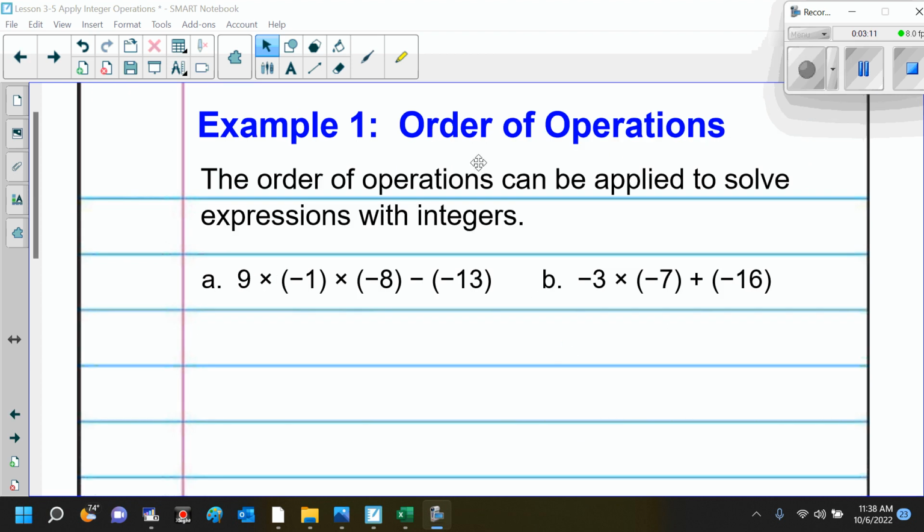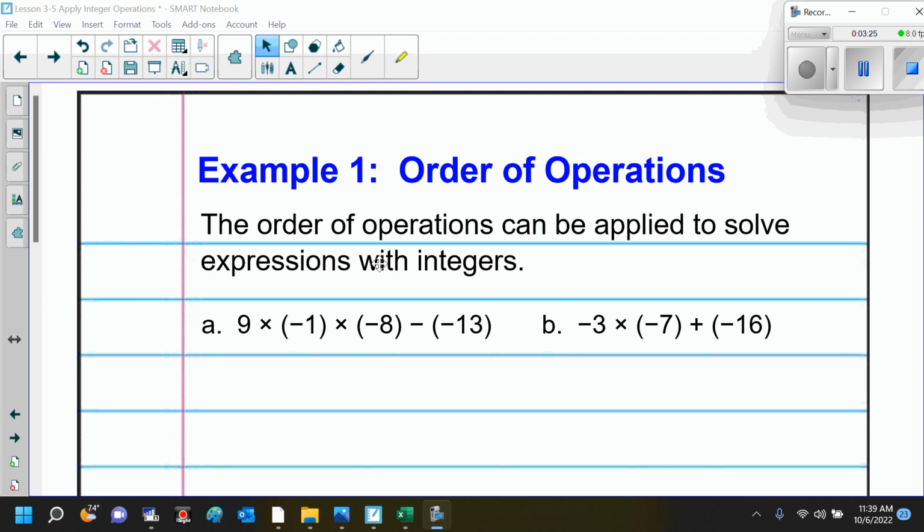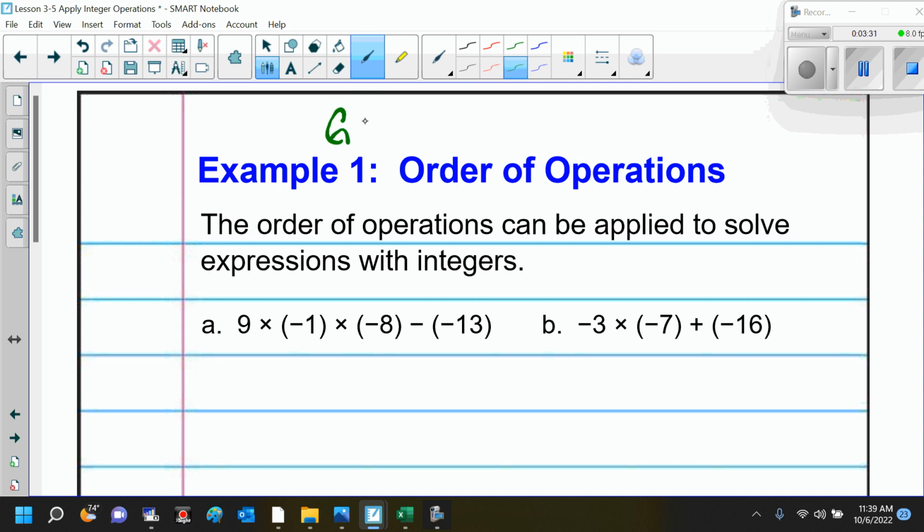So here we have example 1, it's order of operations. It says the order of operations can be applied to solve expressions with integers. Okay? Now, one more time, when we are evaluating expressions, we want to use our PEMDAS, where we have grouping symbols, then exponents, then multiplication and division from left to right, and then we have addition and subtraction from left to right. Okay, there's my little reminder right there.